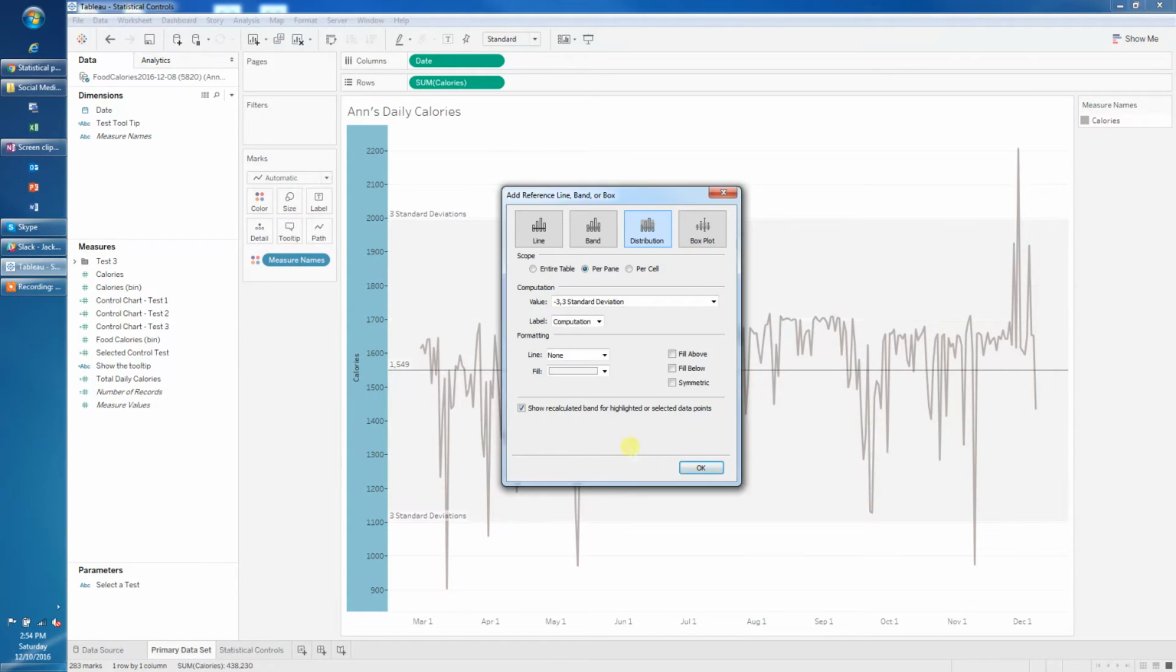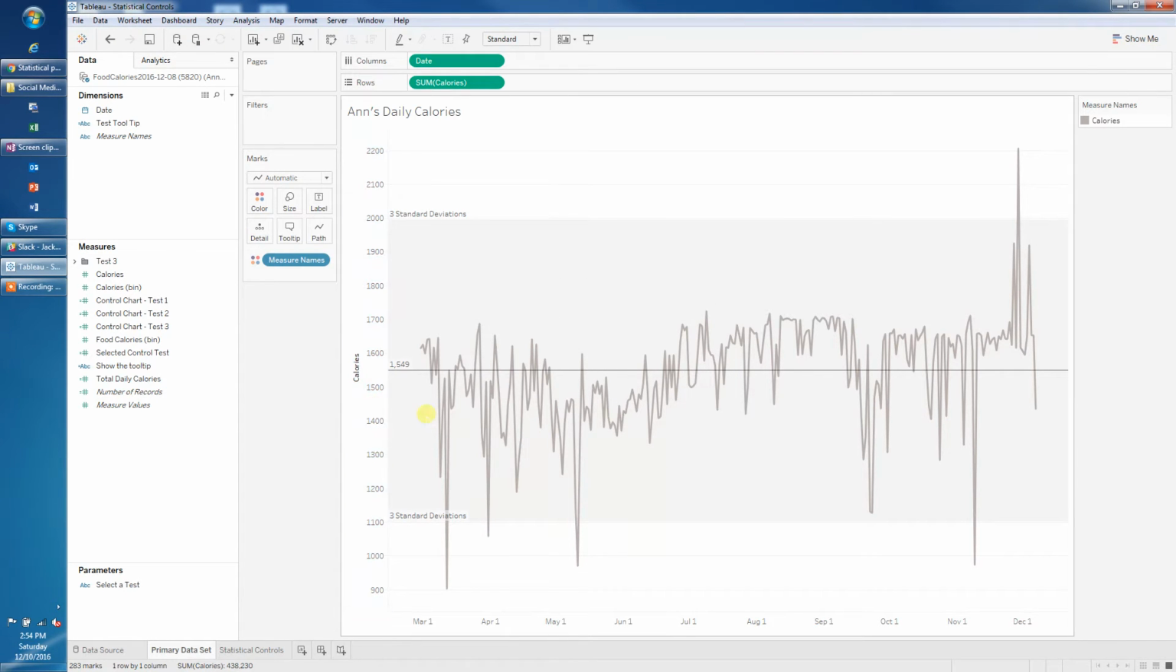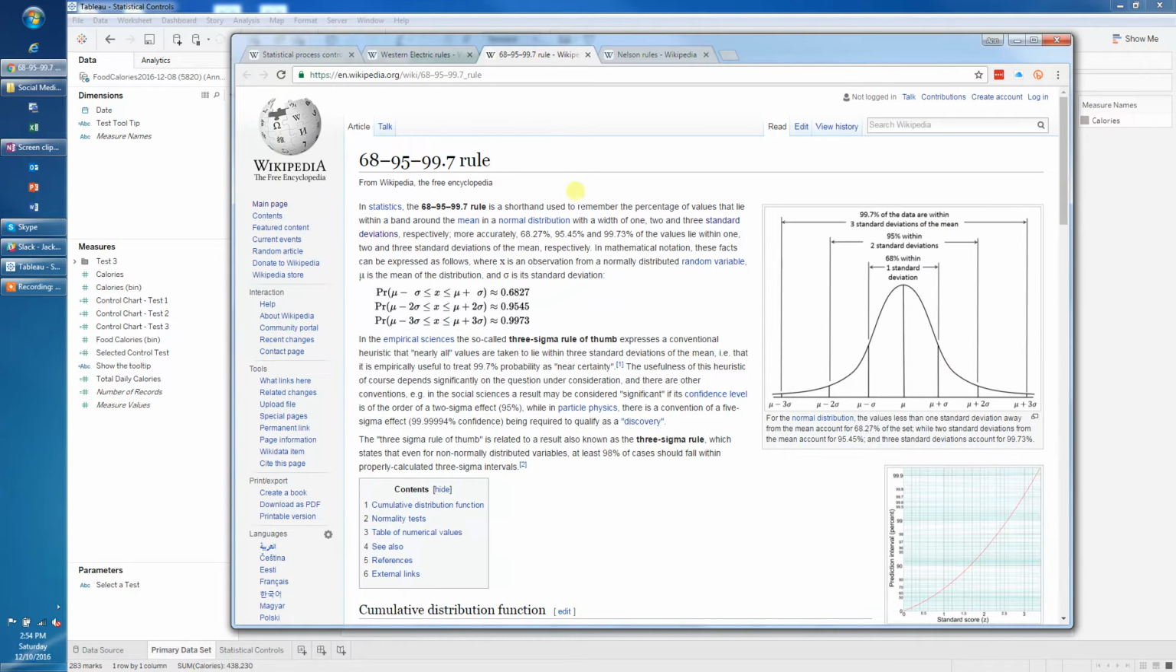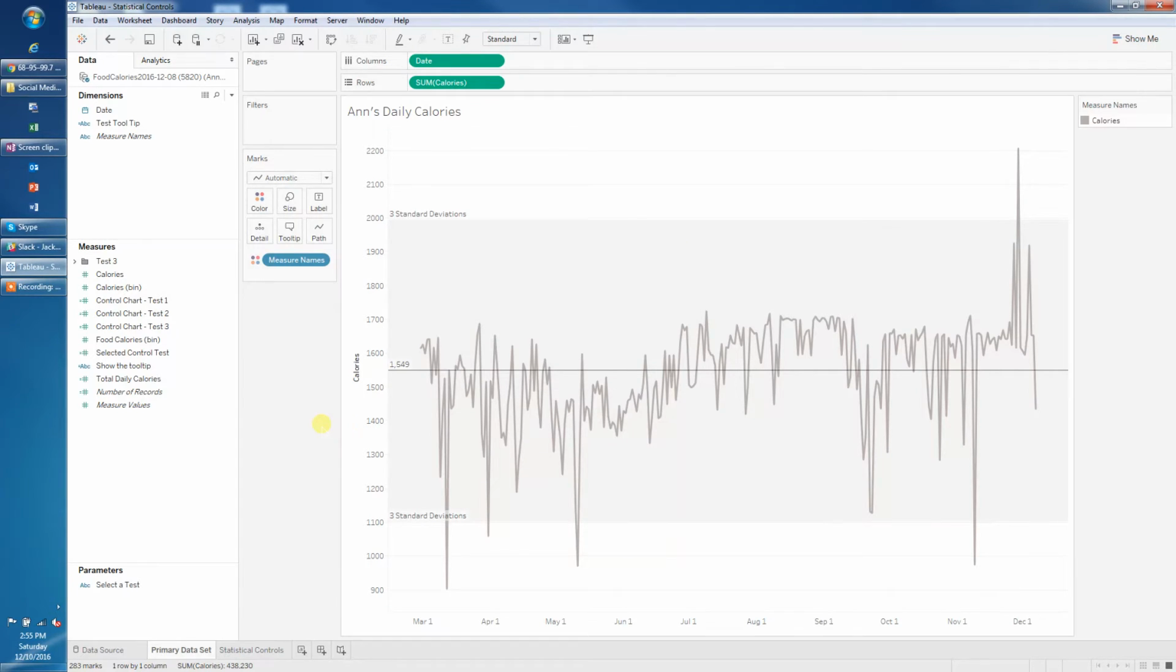And the reason why we're going to do that is because if we think about that normal distribution, that 68, 95, 99% rule, we know if our data is normally distributed that 68% is within 1SD, 95% within 2, and 99.7, so virtually all of our data should be within that 3SD range. So very quickly we can see, looking at my daily calories, that there are certainly days that are well beyond that 3SD distribution band.